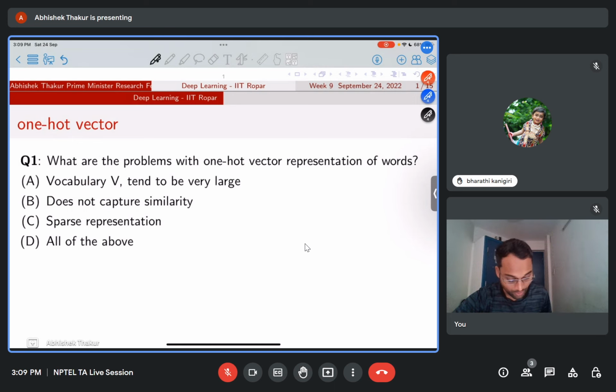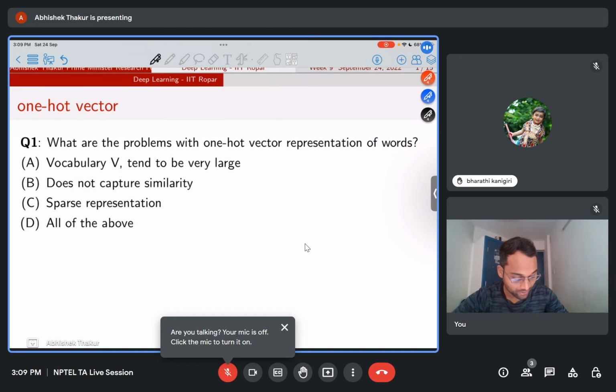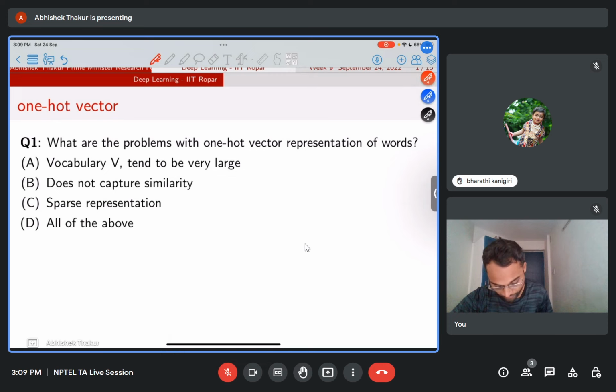Okay. So what are the problems with one-hot vector representation of words? Vocabulary V tends to be very large. Yeah, this is one of the problems. Second, it does not capture similarity. We have already discussed this. This is also one of the problems. Third, the representation is very sparse.